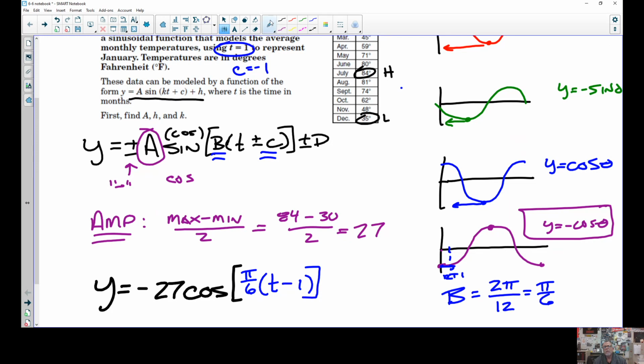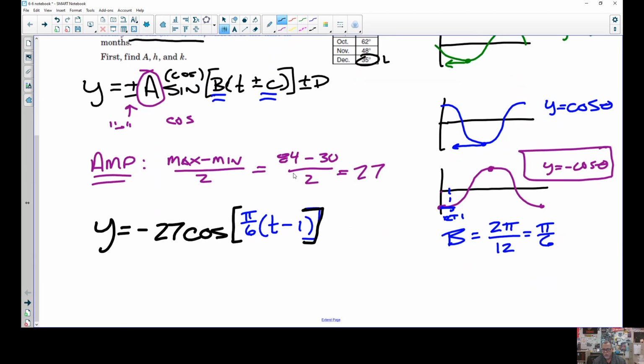Now, finally, going back here, we need our D value. Well, what is the D value? D value is your axes, right? So we need to find what D is. In order to do that, we got to think of, all right, this is our axes, or you can think of it as your vertical shift. We've called it both. So how do I find that? Well, that is the middle value.